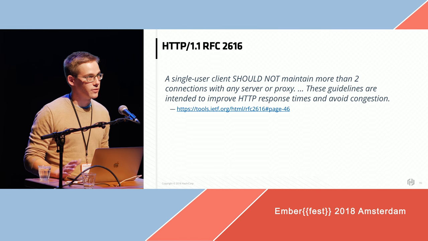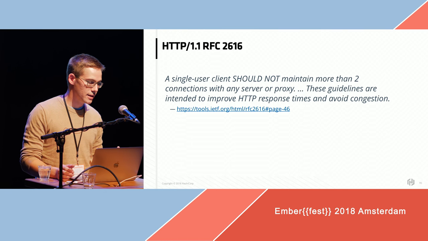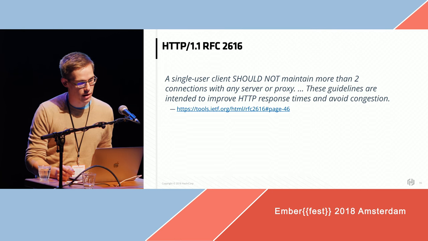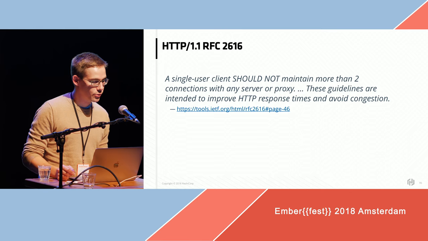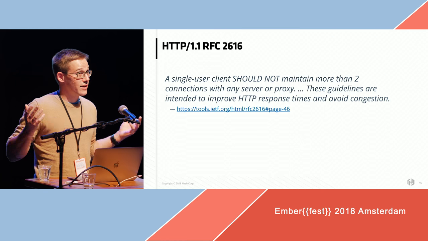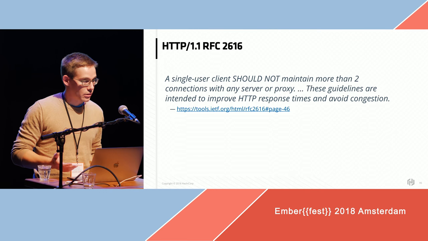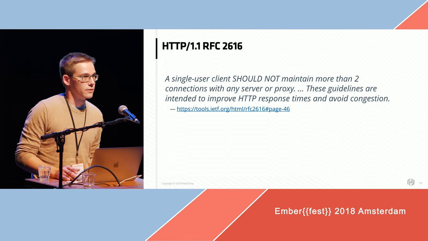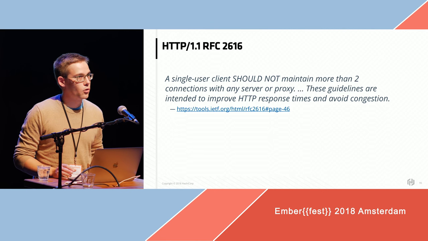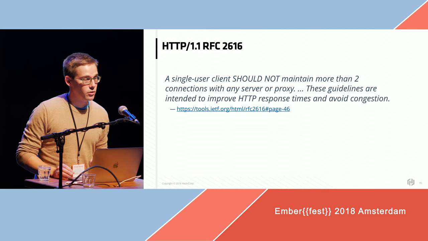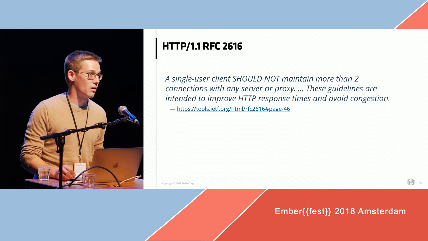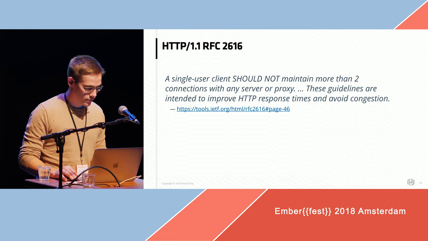So here's the RFC for HTTP 1.1. And it reads, a single user client should not maintain more than 2 connections with any server or proxy. These guidelines are intended to improve HTTP response times and avoid congestion. So the RFC is trying to help us out. Either by bad code or bad actors, they don't want our routers melting and our servers crashing. And browsers are actually being generous. You can have 6 or more concurrent connections in a browser, even though the RFC suggests 2. But unfortunately, this still isn't good enough. This is a problem we have to solve. So what are our options?